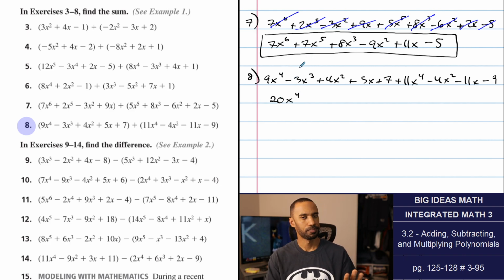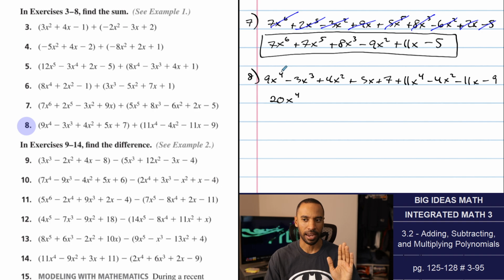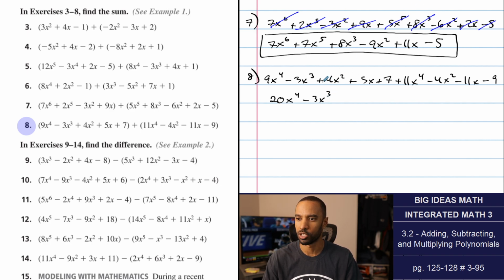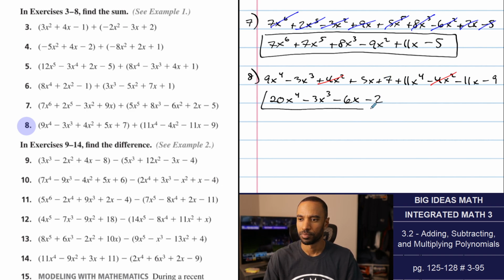Notice, by the way, the exponents aren't adding. 4 plus 4 isn't giving you 8. These are just alike right there. But when we multiply them, they do add. Anyway, cubes. Negative 3x cubed is the only one. X squareds, 4x squared minus 4x squared are gone. This is the way I'll show canceling on that. Those are gone. 5x minus 11x is here. 7 minus 9, negative 2. Okay, that's the addition of those.